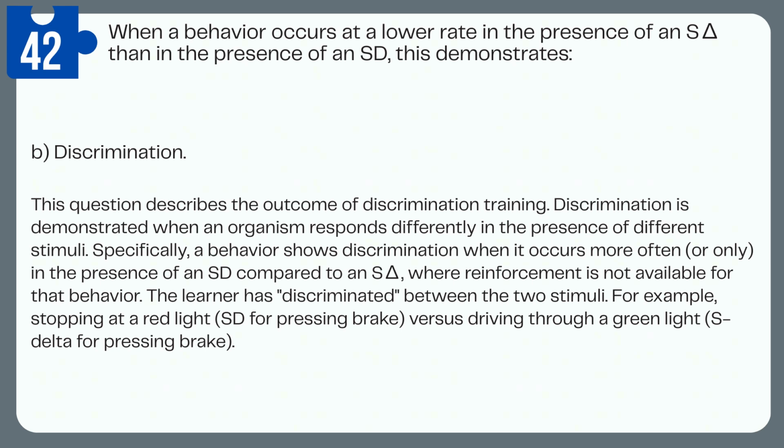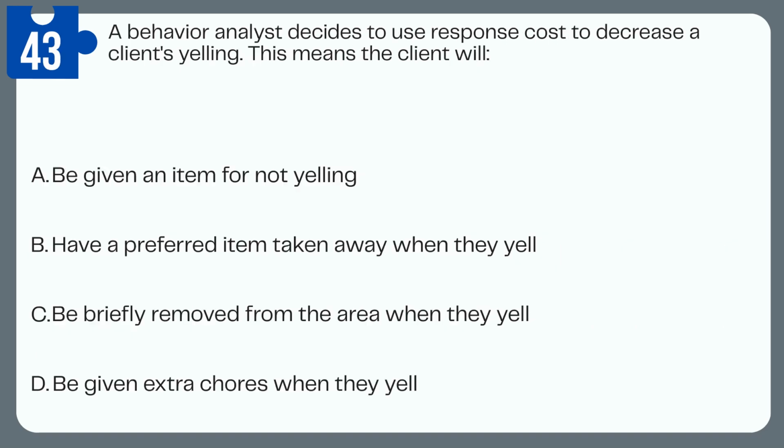For example, stopping at a red light, SD for pressing brake, versus driving through a green light, S delta for pressing brake. Question 43. A behavior analyst decides to use response cost to decrease a client's yelling. This means the client will A. Be given an item for not yelling. B. Have a preferred item taken away when they yell. C. Be briefly removed from the area when they yell. D. Be given extra chores when they yell.